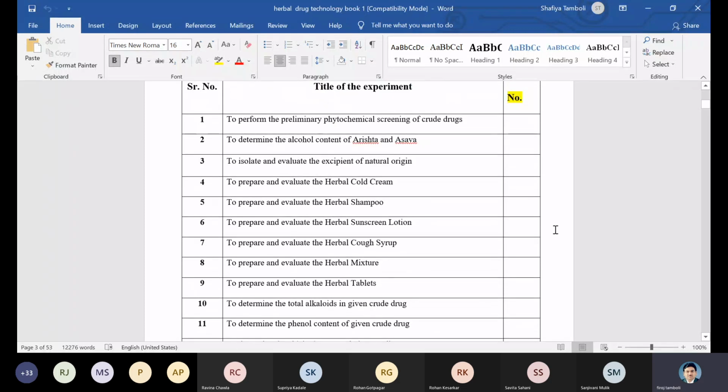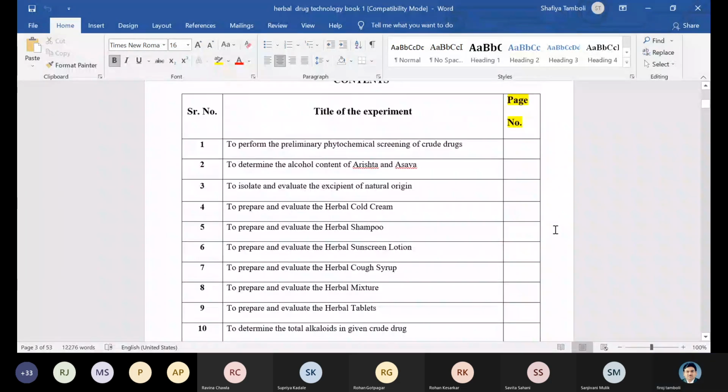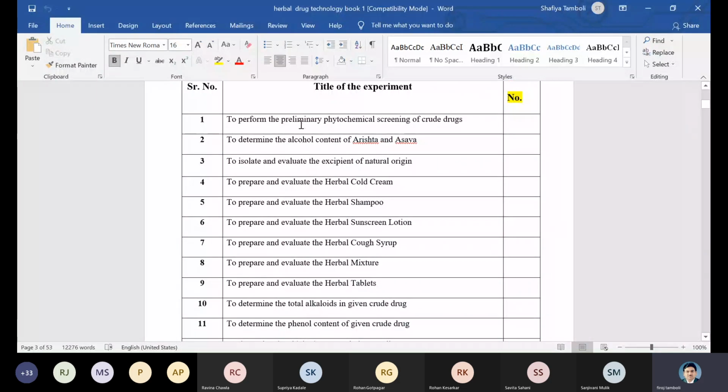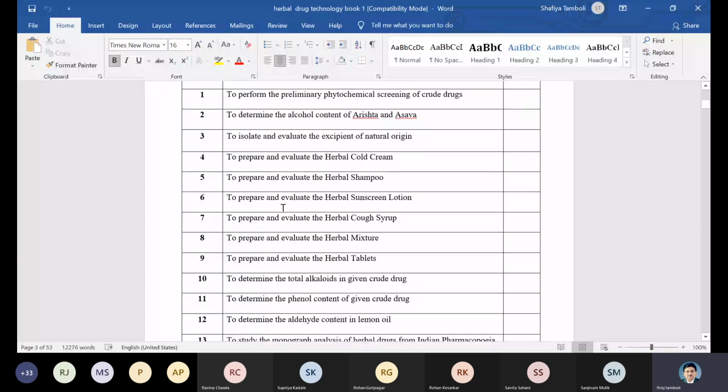Exactly. The pattern is like this. Title of experiment: to perform preliminary phytochemical screening of fruit drugs. Then to determine the alcohol content of Asavarista. Number three, to isolate and evaluate the excipient of natural origin. Number four, to prepare and evaluate the herbal poultice. To prepare and evaluate the herbal shampoo. To prepare and evaluate the herbal sunscreen lotion. Sorry, to prepare and evaluate the herbal cough syrup. To prepare and evaluate the herbal mixture.